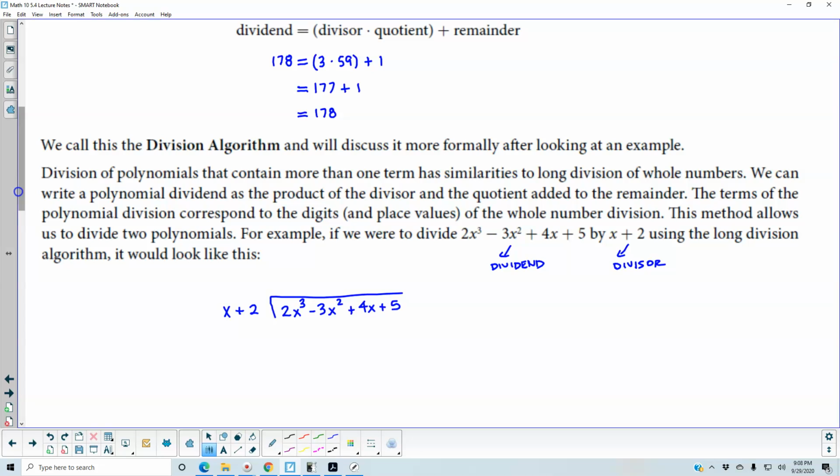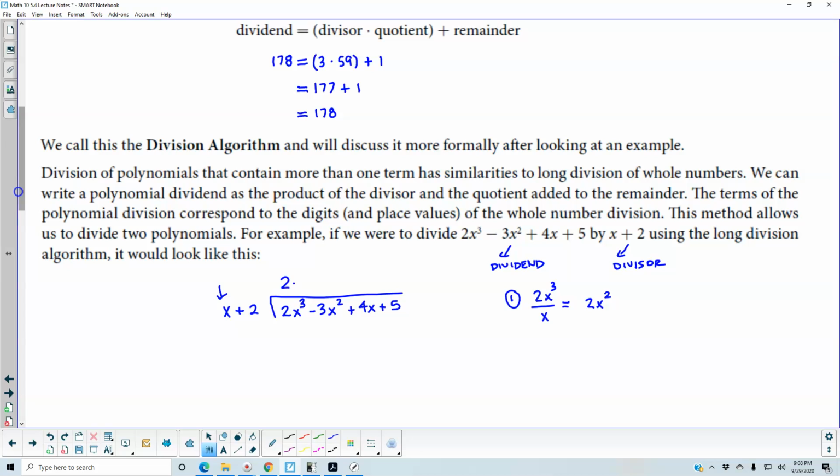Okay, so the first thing we need to do is look at the first terms. The first term of the divisor is x, and the first term of the dividend is 2x cubed. So I'm going to take 2x cubed and divide it by the first term, x. I'm going to ask myself, what do I need to multiply by x to get 2x cubed? Or what's 2x cubed divided by x? Well, the answer to that is 2x squared.